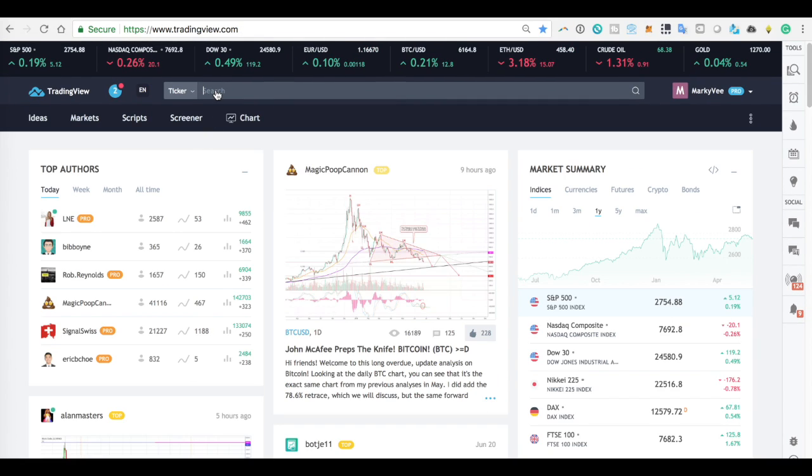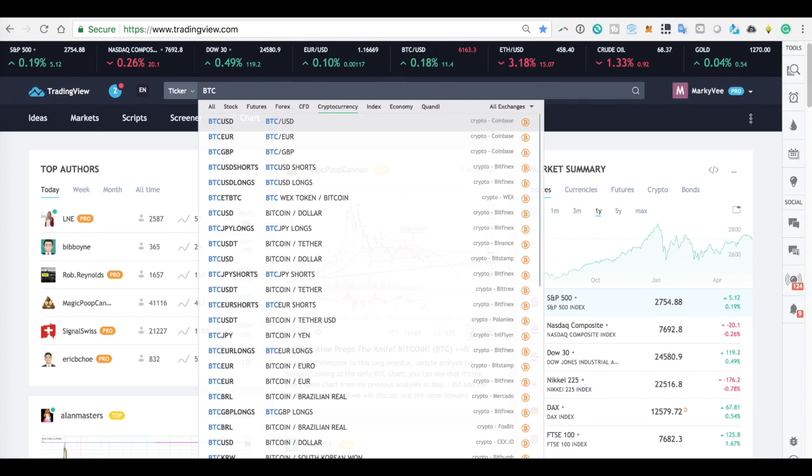Okay, so then we want to go to Bitcoin. We can type in either the symbol or the name of the coin, and there's a number of different pairings that we can look at. We're going to look at Bitcoin dollar on Bitfinex.